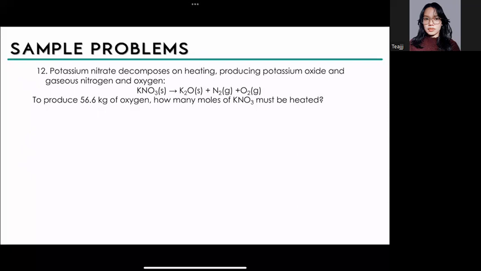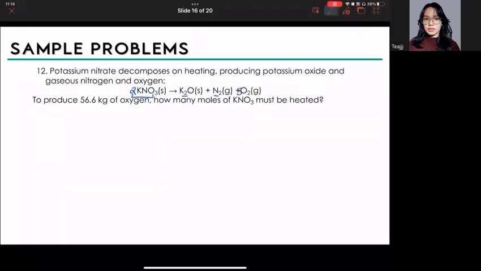So i-balance natin. You have dalawang K, so you put 2 here. Now you have 6 oxygen, so you need to put 3 on your oxygen right here. And then dalawa yung N, dalawang N. Balanced na ba? Or not? So what do we do? Let's do it all over again. Wait. Oh, there we go. So KNO3 yields K2O plus N2 plus O2. Now watch what I'm gonna do here, huh?